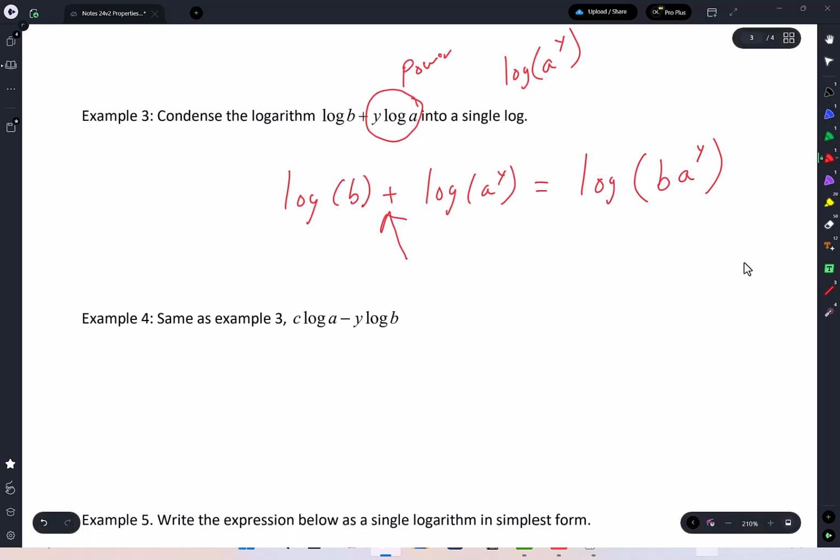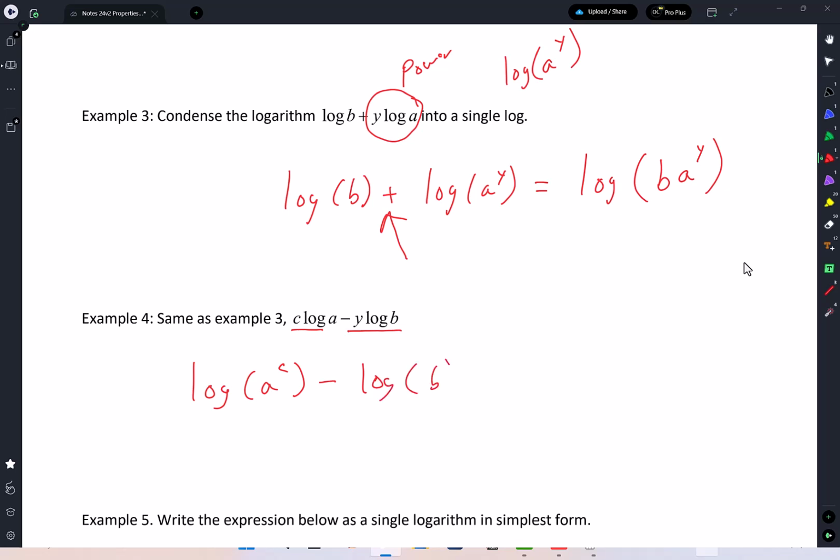So here we go. Example 4 here, same as example 3. So first use the power rule. So I'm going to write log a to the power c minus log b to the power y. And because there's a minus sign, this is going to be a quotient, division. So one log, open parenthesis, the numerator is going to be a to the power c, the denominator is going to be b to the power y.